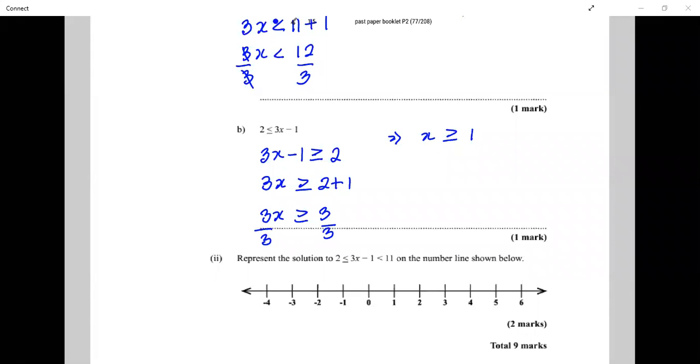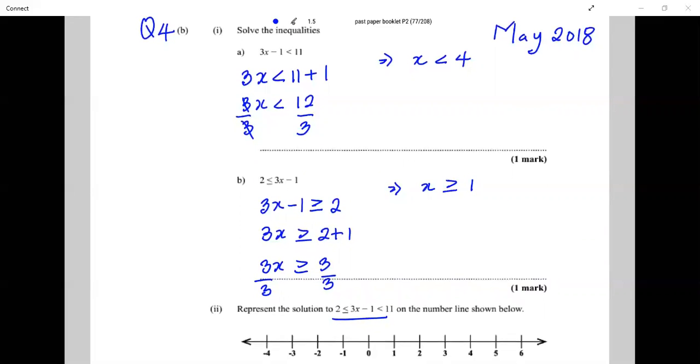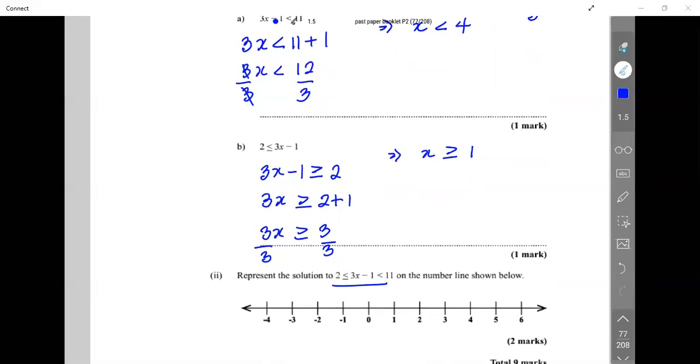So next we're asked to represent the solution of 2 is less than or equal to 3x minus 1, which is less than 11, on a number line. So this inequality that we're asked to represent on a number line is actually a combination of the two inequalities that we just solved. So the solution of the two inequalities above is the solution of that inequality. All right, so x must be less than 4, while at the same time x is greater than or equal to 1 is the solution of that inequality.